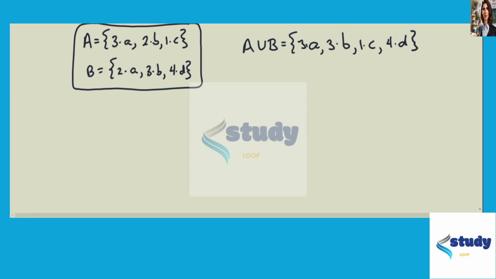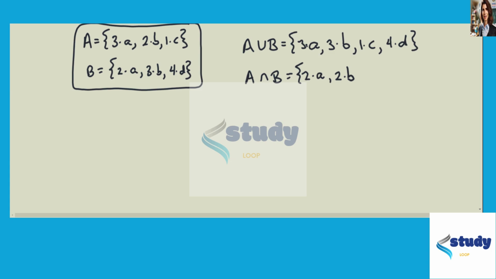Okay, well, what about the intersection? Well, the intersection is going to be the smallest number of things that they have in common. If it's not in common, we don't include it. So both sets have A's, but they only each have 2. That's the minimum number between the two sets. So our intersection will have 2 A's. There are B's in both, but the smallest one is 2. So we're only going to have 2 B's in our intersection.